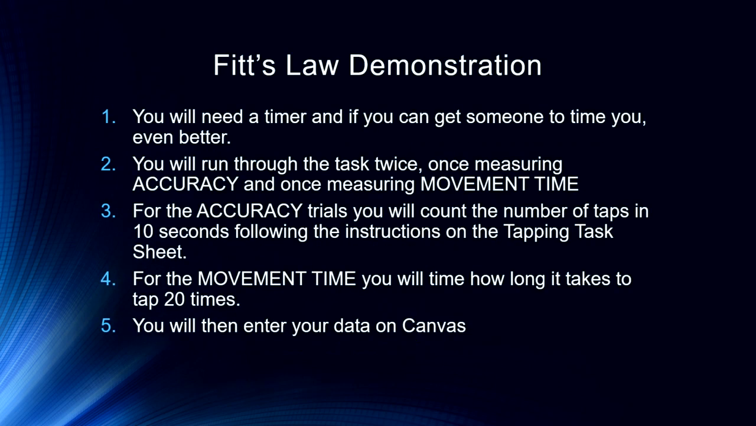So for my students, you're going to need a timer, and you'll want to download the Fitt's law demonstration from Canvas. You're going to run through the task twice, once measuring accuracy and once measuring movement time. For the accuracy trials, you will count the number of taps in 10 seconds following the instructions in the tapping task sheet. And for movement time, you will time how long it takes to tap back and forth 20 times. You'll then enter your data on Canvas. I want to show you what this data looks like from previous semesters.